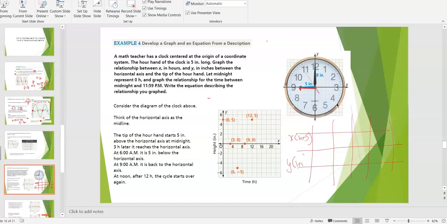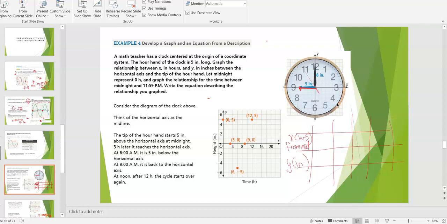This is a little unusual graph, but it's interesting. And this is the inches between the horizontal axis and the tip of the hour hand. Okay, so it's basically the y value, right? The y value of where my hour hand is at a certain hour. So this is the hours. Where are we going to start? From midnight?